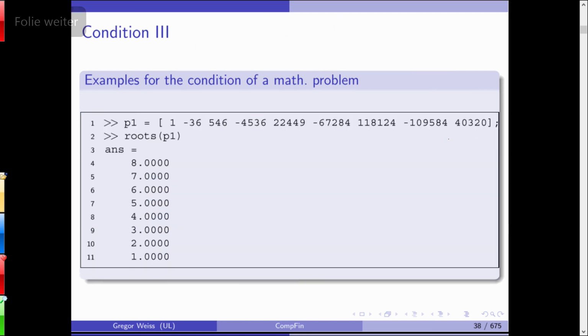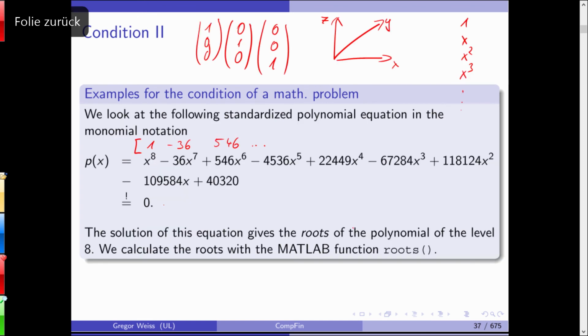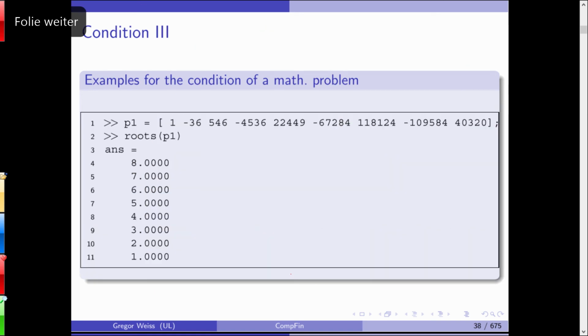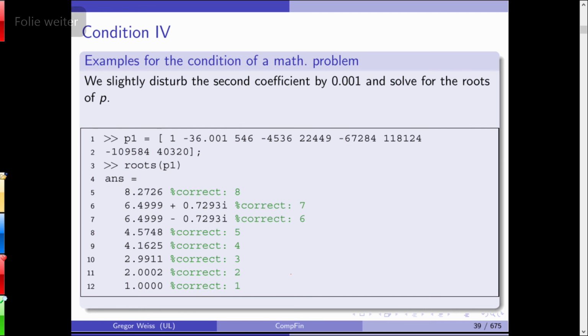So this is P1. If we compute the roots, you can see that it gives us 1, 2, 3, 4, 5, 6, 7, 8 with slight rounding errors. This is no big surprise, because I simply constructed P by writing this and calculating it on a piece of paper. So the roots are 1 through 8. Now, let's do the following. We slightly disturb the second coefficient by 0.001.